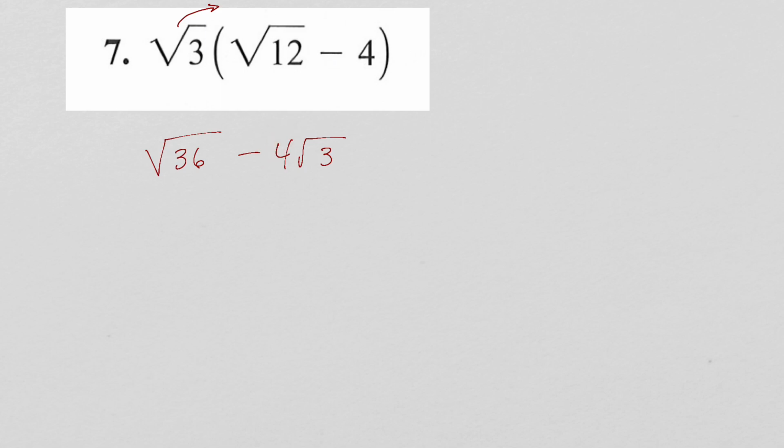Now we can simplify this by square rooting 36 to get 6, so we end up with 6 for the first part, minus 4 root 3. These are not like terms, so they can't be combined. So that's the final answer.